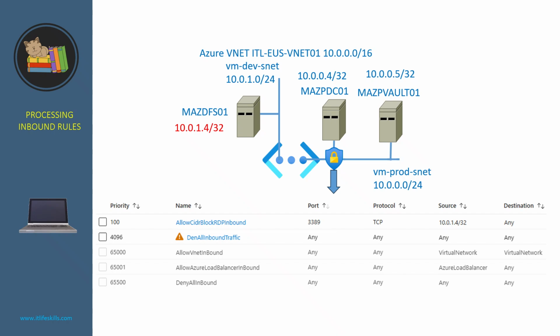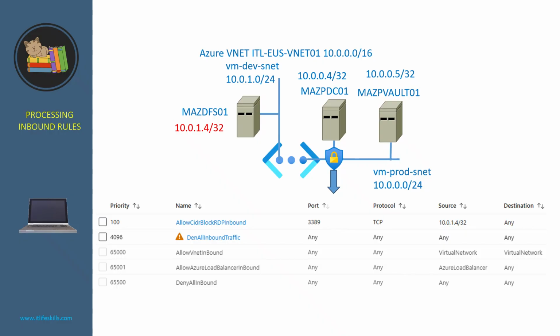NSG rules are processed from top to bottom in sequential order. Therefore, the rule with the lowest priority number will be processed first. If network traffic matches a security rule, it will be either allowed or denied by that rule, and the traffic will not be processed by any other rules below that rule.